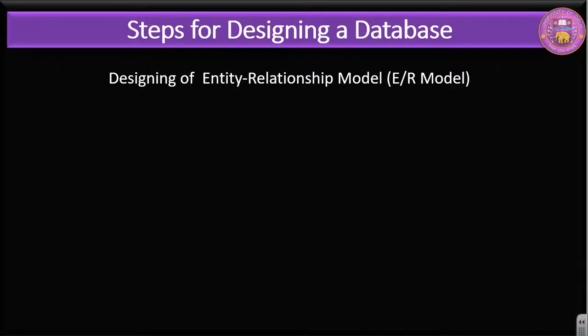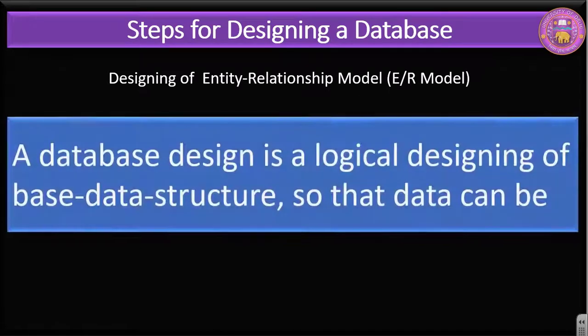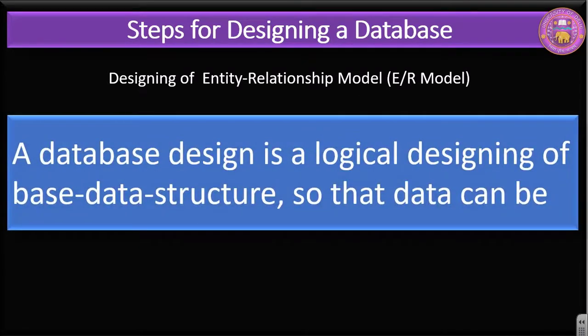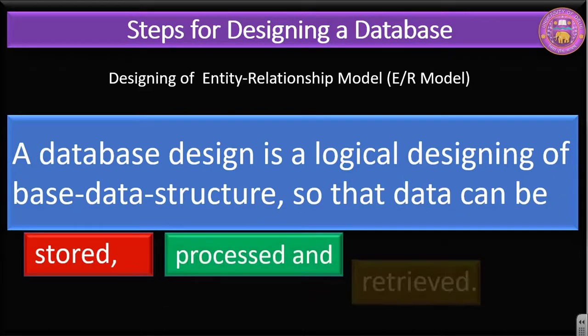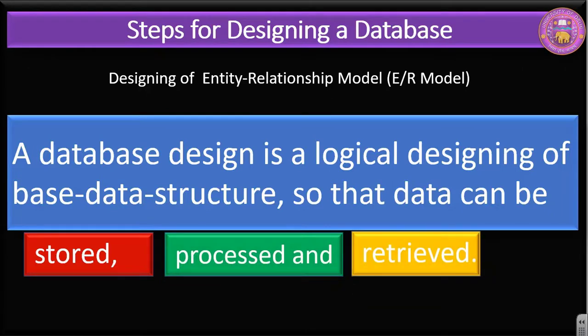So what are the steps for designing a database? Designing of entity relationship model, ER model. A database design is a logical designing of base data structure so that data can be stored, processed, and retrieved. So database design is a logical designing of base data structure so that we can store data, we can process data, and we can retrieve data.